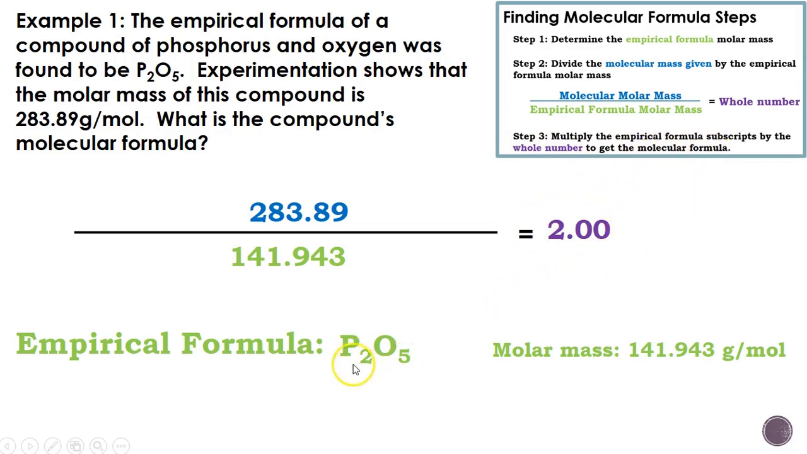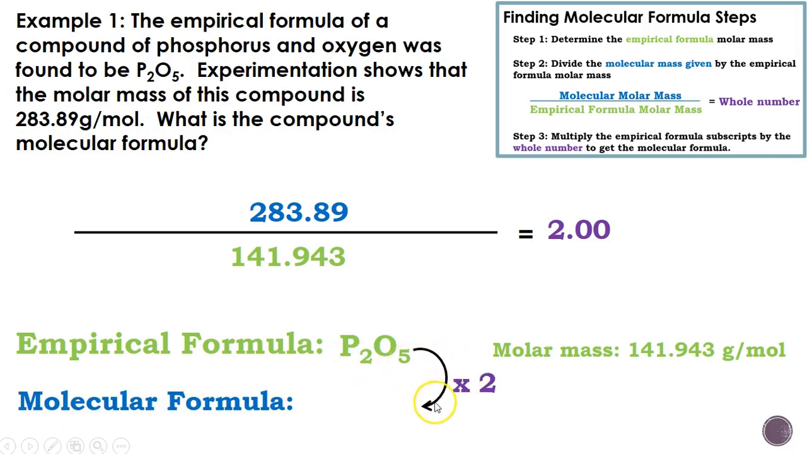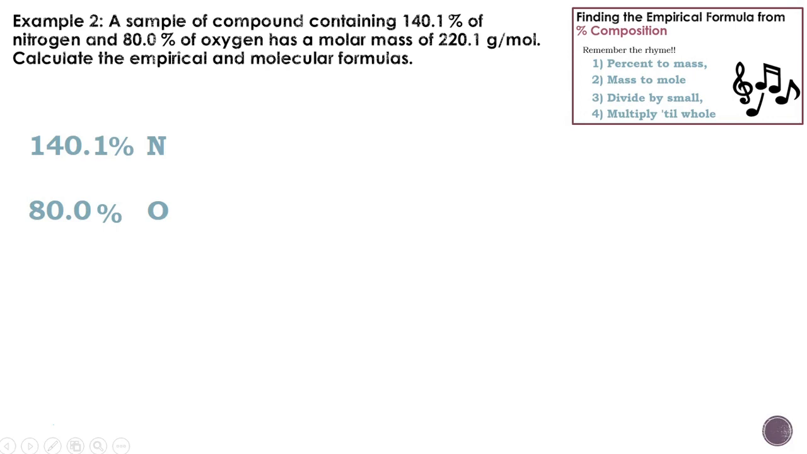We're going to take our empirical formula and multiply each of these subscripts by 2 in order to get our final molecular formula of P4O10. Again, notice the difference between an empirical formula and a molecular formula. An empirical formula is the simplest ratio that you can't divide any further, while the molecular formula is a whole number multiple. Let's try another problem.